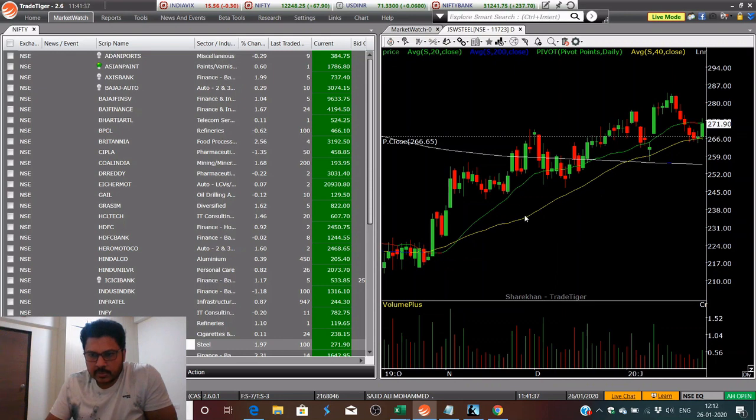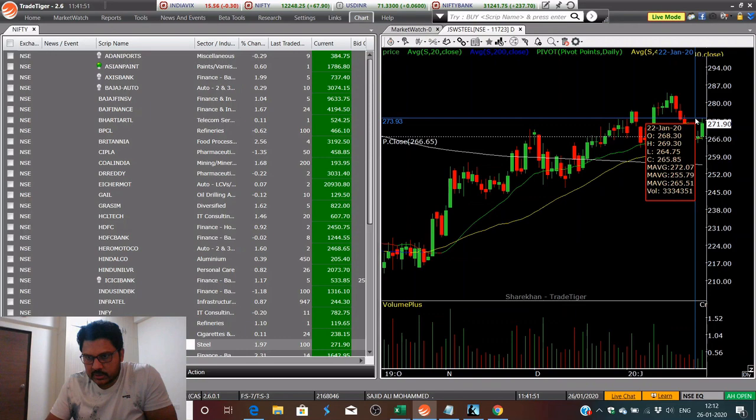This is in a good uptrend. Price is above the 200 period moving average. Price is above the 20 and 40 period moving averages. It retraced once in this zone, retraced twice in this zone, and this is the third time it has come. So you have to buy about this level, about 273.